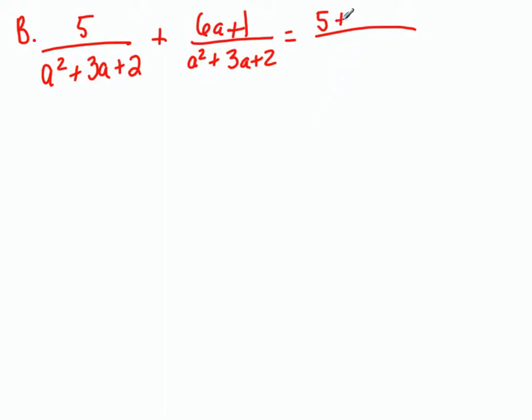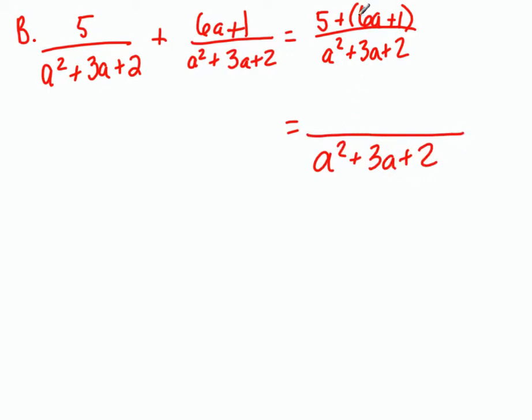So this would be 5 plus. Now, do I have to put parentheses around the 6a plus 1? I can, you don't have to. I can, but will it change the answer? No, because I'm adding. So if I distributed positive 1, it wouldn't change anything. You should be writing this down. Now, do you understand why I'm just writing the bottom once? Because that's your LCD. It doesn't change. Now, what is the top going to become? Can we do this in our head? 6a plus 6.